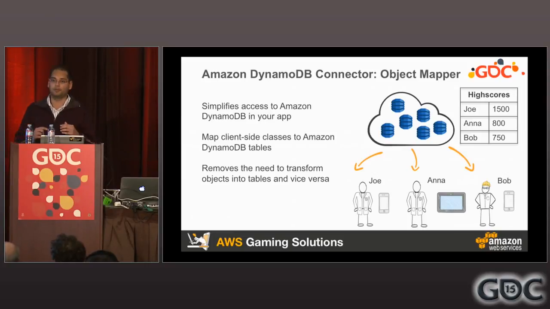In our case, for the mobile-specific use case, we provide an object mapper. And what the object mapper allows you to do is you don't have to worry about mapping your objects to a DynamoDB table. If you guys are familiar with ORMs such as Hibernate, this is exactly what it is. So you don't have to worry about reading from DynamoDB and converting it into an object. It just does that for you natively.